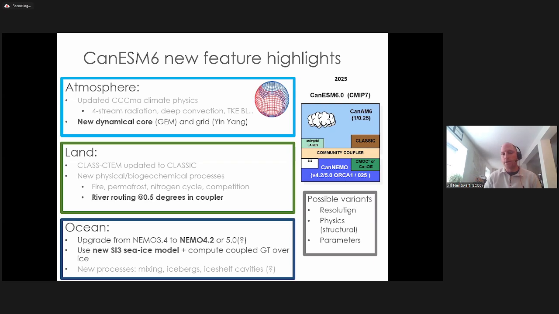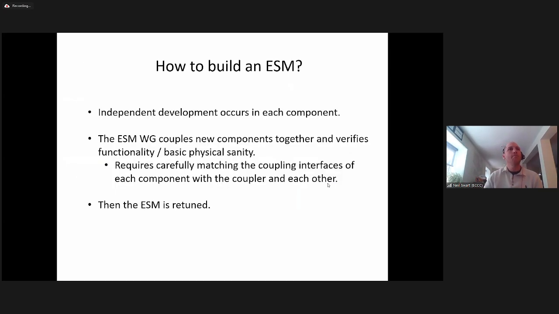And so those are the components, but we can configure those components in different ways to have different resolutions, to turn on or off different physics, and to tune a set of structural physics with different parameters. So there could be quite a few different variants of CanESM6.